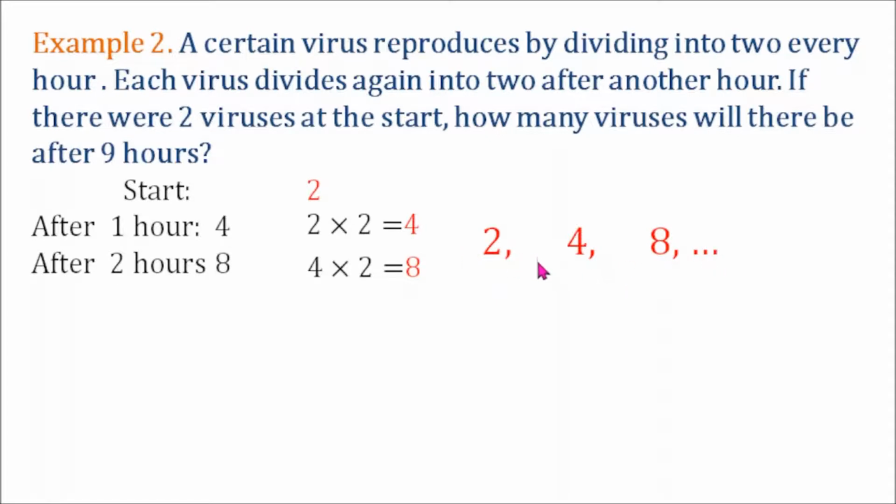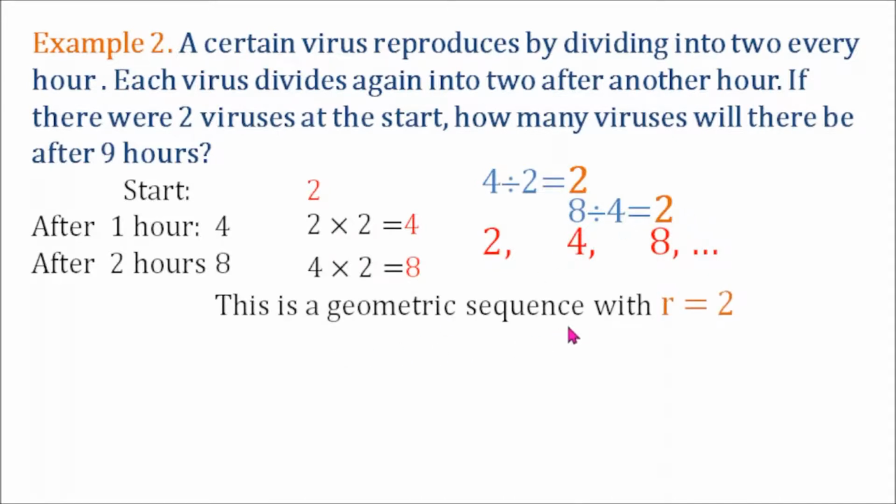Now let's confirm. Let's do a geometric sequence test. So 4 divided by 2 equals 2, and 8 divided by 4 is also 2. So this is a geometric sequence with common ratio equal to 2. Now this is our formula.